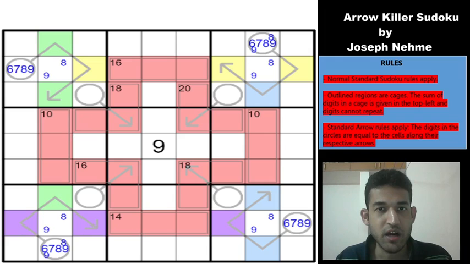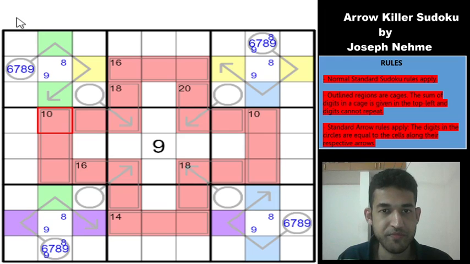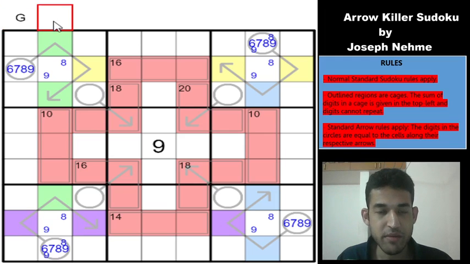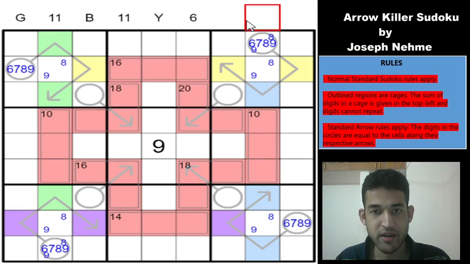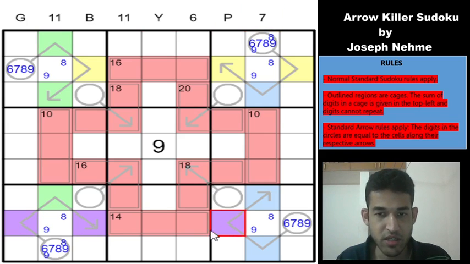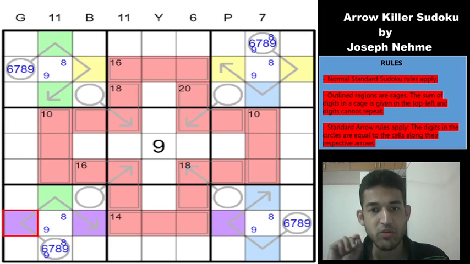So why don't we write those possibilities guys? So let us write them here. Green is going to be minimum 11. Blue is going to be minimum 11 again. Yellow will be minimum 6. And purple is going to be minimum 7, because you know that this cannot be 6, right? Because 6 cells will sum to minimum 21. So we have got something here.